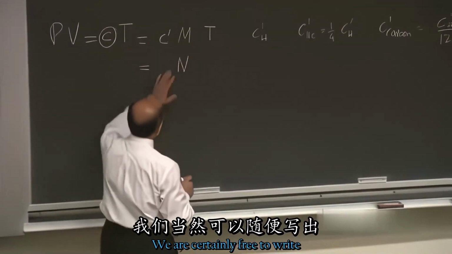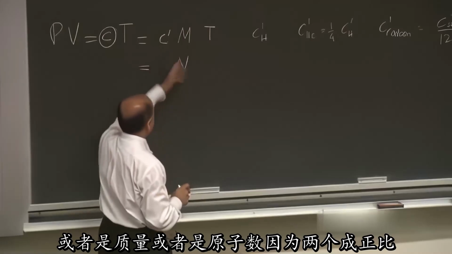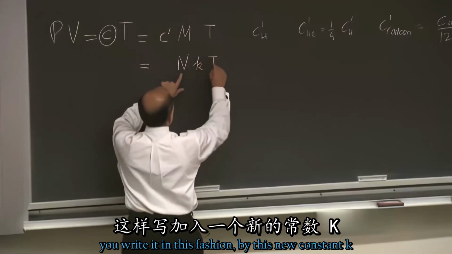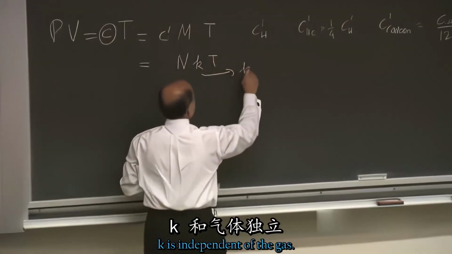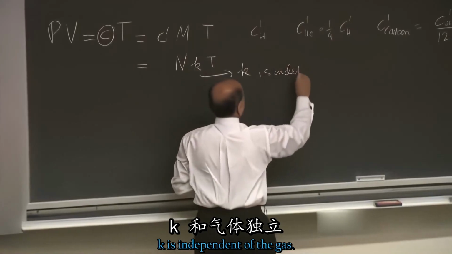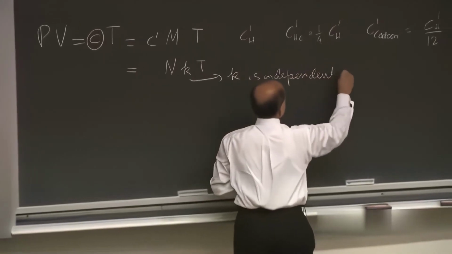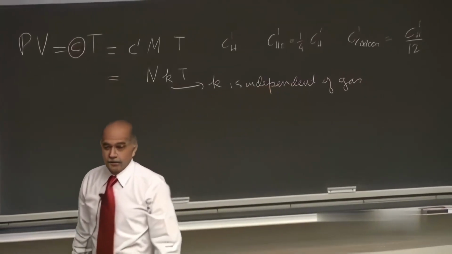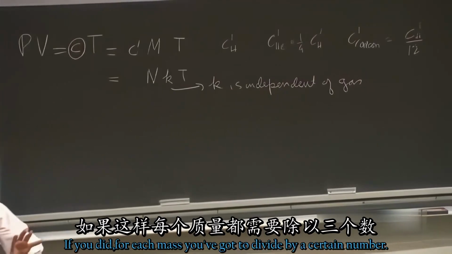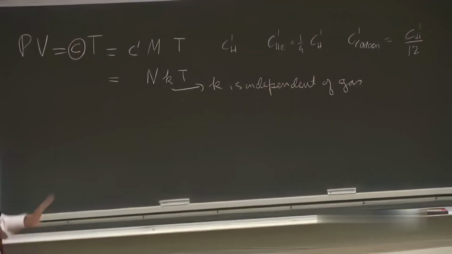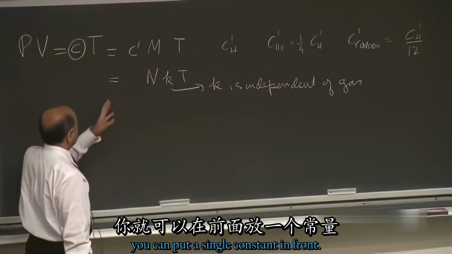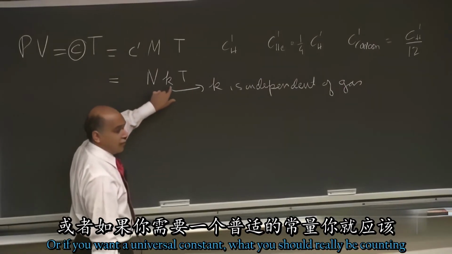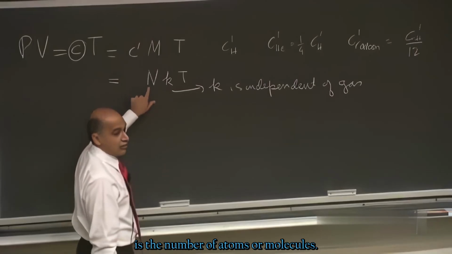We are certainly free to write either a mass or the number of atoms, because the two are proportional. But the beauty of writing it this way, where this is a new constant k, is that k is independent of the gas. So you want to write it in a manner in which it doesn't depend on the gas. You can write it in terms of mass. If you did, for each mass you have to divide by a certain number. Then once you divide it by the number, you can put a single constant in front. Or if you want a universal constant, what you should really be counting is the number of atoms or molecules.